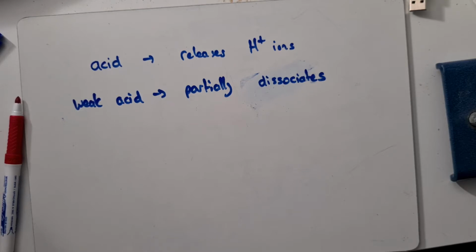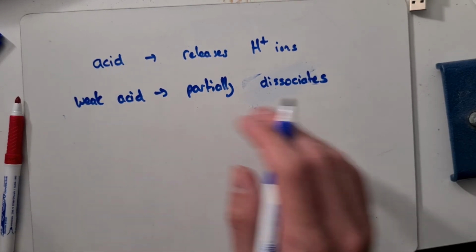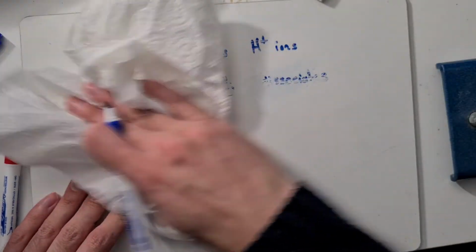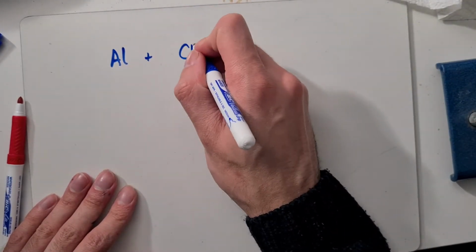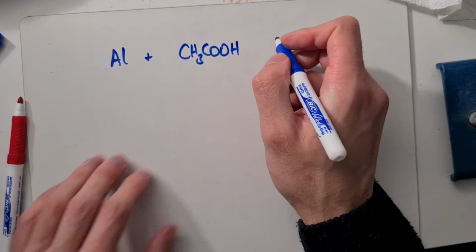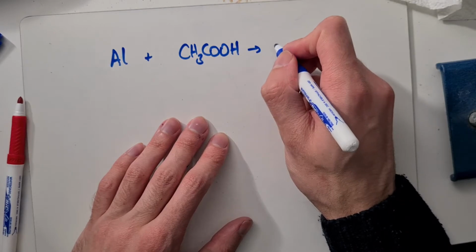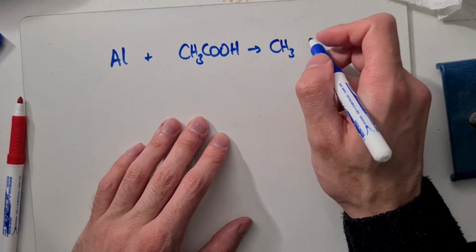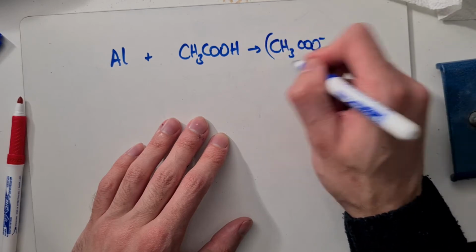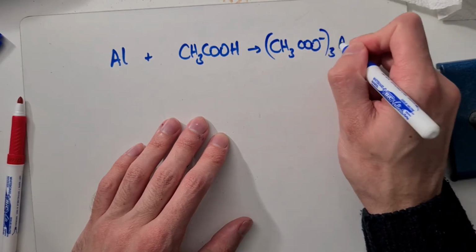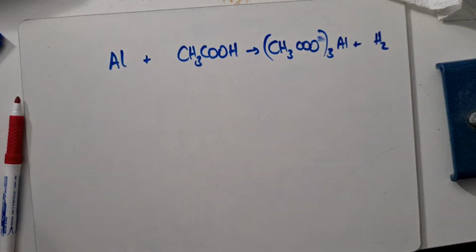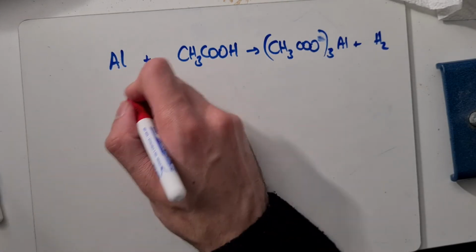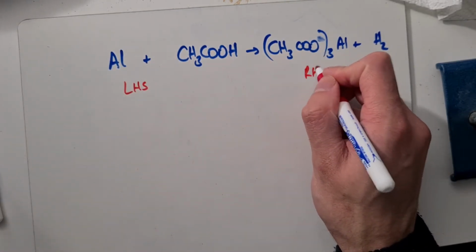Then in part B, we've got an equation to balance. So I'll go through a couple of ways that you could balance equations. We've got aluminium plus our ethanoic acid goes to 3Al, CH3CO minus, oh, they're not putting the charges in, plus H2. So I'm a big fan of the left-hand side, right-hand side.